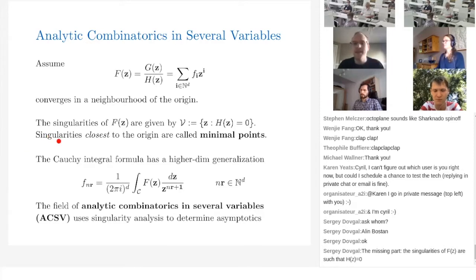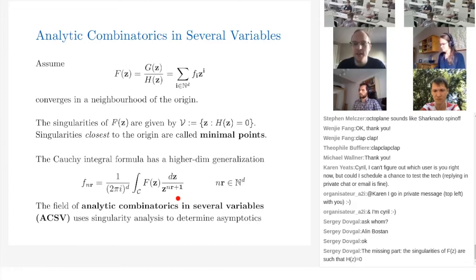So as I was saying, the singularities that are closest to the origin are the minimal points. These are very important, as you might expect, coming from the univariate case, although they're maybe not as important as you might think, and I'll explain more about that in a little while. But our main tool, just like in the univariate case, is going to be the Cauchy integral formula.